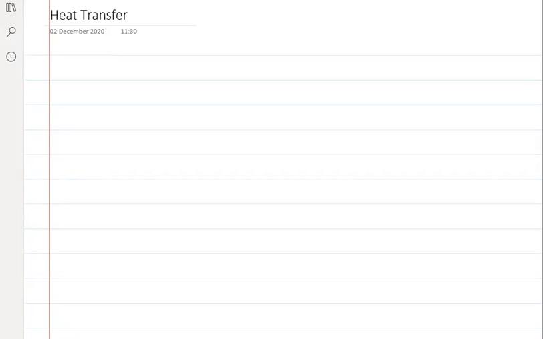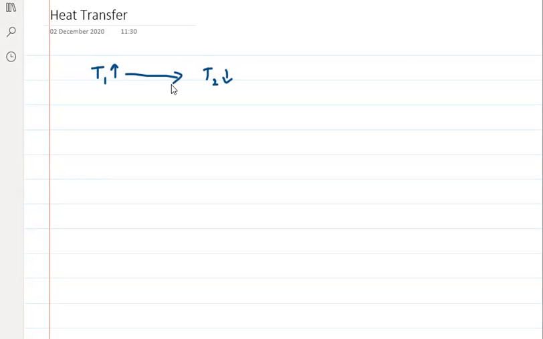Yes, that's correct. My question is, if I have two objects, one at higher temperature and one at lower temperature, T1 is higher and T2 is lower, then the energy will be transmitted from T1 to T2. That is the basic sense. That is what heat transfer is.